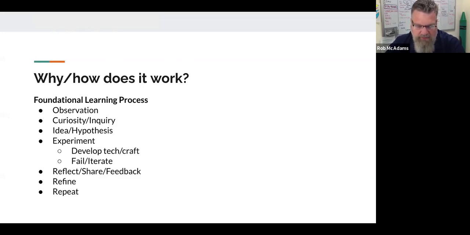Why does this work? I think the arts processes align to a foundational learning process. I feel like everything starts with an observation. You're walking around, you see something, you're curious about it, you have a question about it, then you develop an idea and a hypothesis, and you set up an experiment. So maybe the experiment is, I'm going to paint using only blue. I'm going to explore all my paintings, the figures, whatever I'm painting, I'm only going to use the color blue and see what I can do within that. I think in that experimenting process is where we develop our technical and craft skills. We practice failure, or I love using iteration instead of failure, because that's what we're doing. We're just trying over and over, and then reflect, share, feedback, and then refine and repeat.